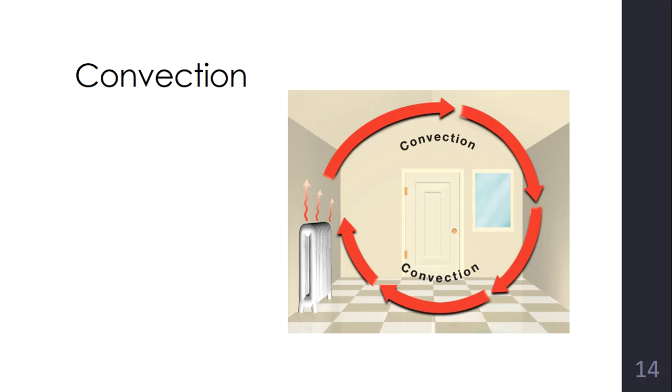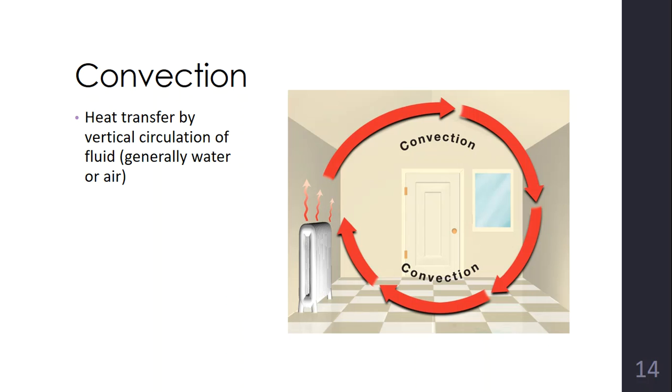Convection is a different way that heat moves. When we talk in the next chapter about how air pressure and air moves, it does a lot of this through convection. It's heat transfer by the vertical circulation of fluid. Now, by fluid, I don't mean liquid. I mean things that can move freely, that are fluid. And these are generally water or air.